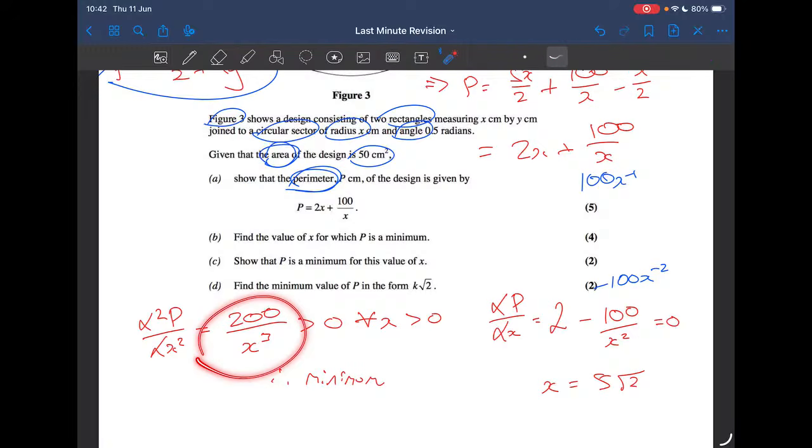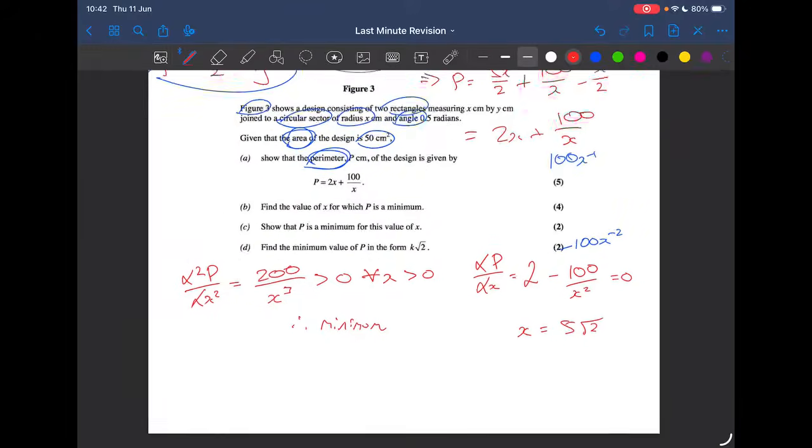So at no point do you need to plug it in. It's obvious that's going to be positive if you put something positive in there. So save yourself the 30 seconds on the calculator, putting it in there, and then you might put it in wrong. That's an extra mistake you can make. That thing is clearly positive if x is positive. So it's a minimum. Find the minimum value.